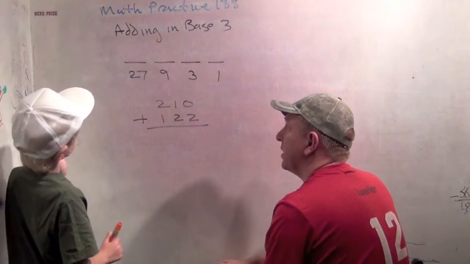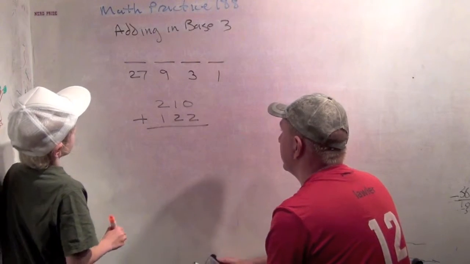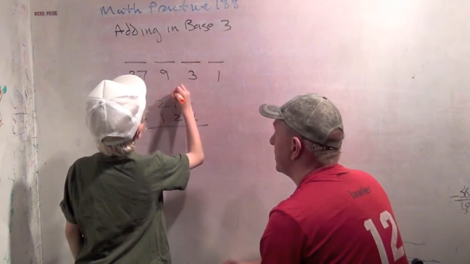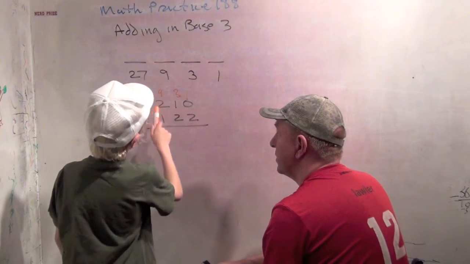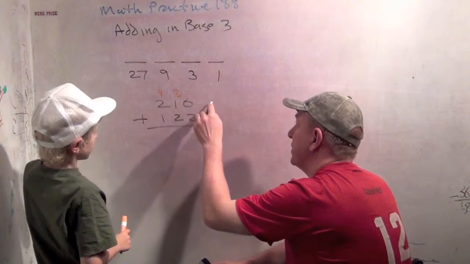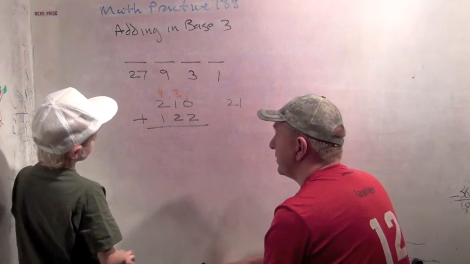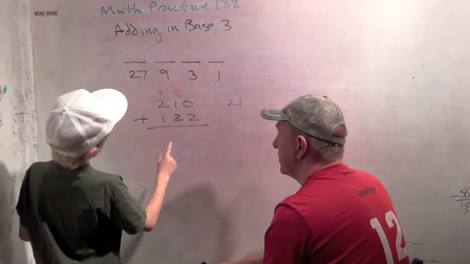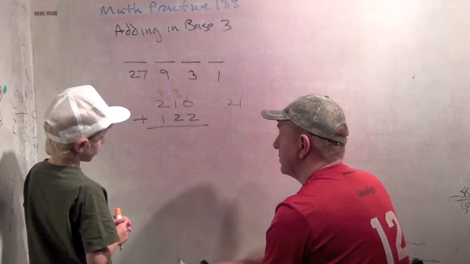Now, before we add, let's just see what this is. What is 210 in base 3? Well, this is 1, 3, and 9. So that would be 18 plus 3, which would be 21. Okay, so this is 21 in base 10. And what's this number? Well, that would be 2 plus 6, which is 8, plus 4, which is 12.